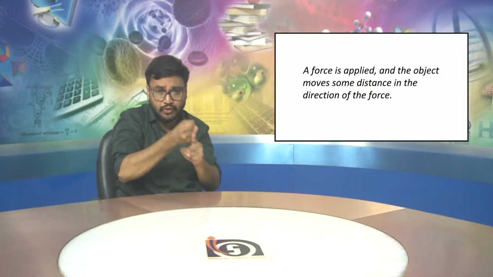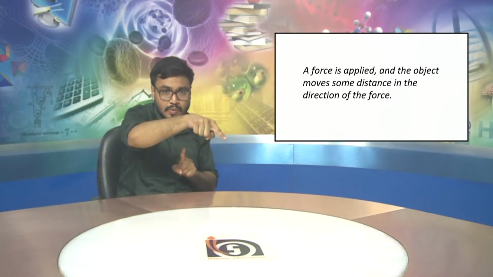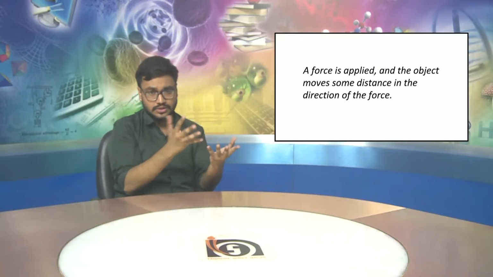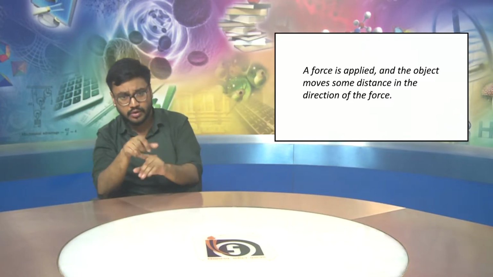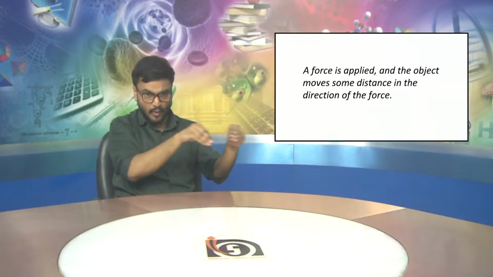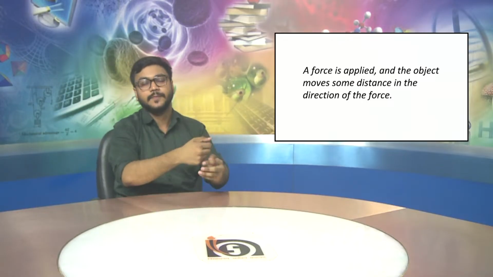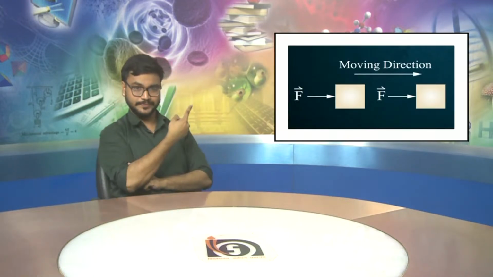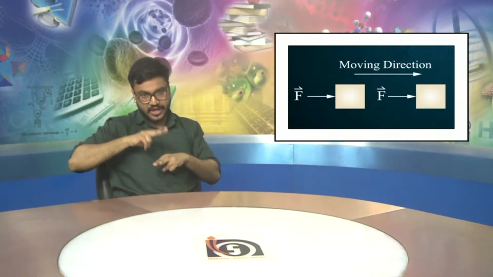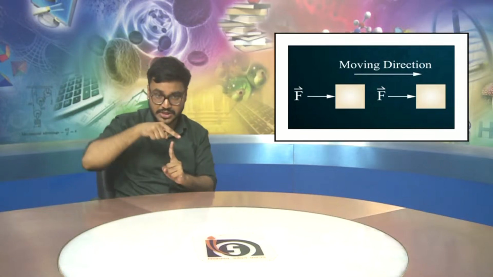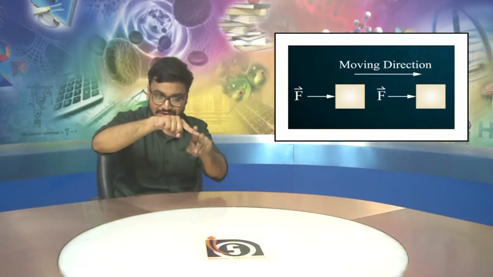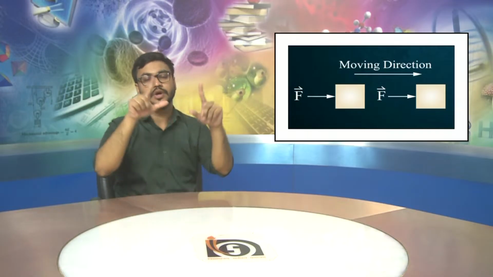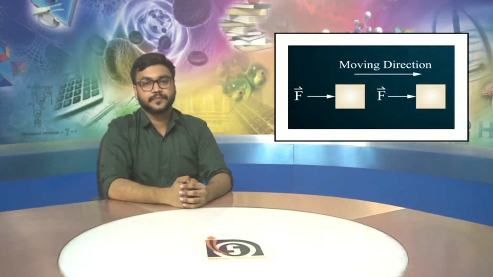Here is a scientific definition of work: if a force is applied and the object moves some distance in the direction of the force, then we can say that work has been done. Here is a visual diagram explaining the work. Force is applied forward on the box and the box moves forward.